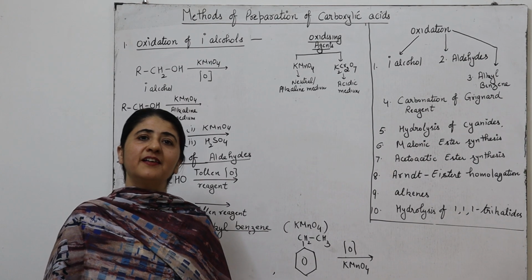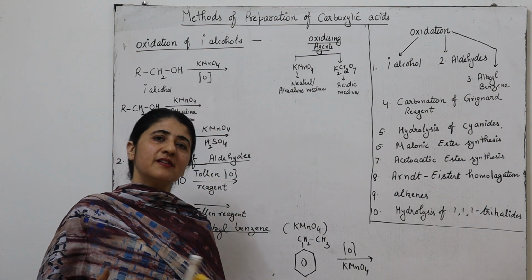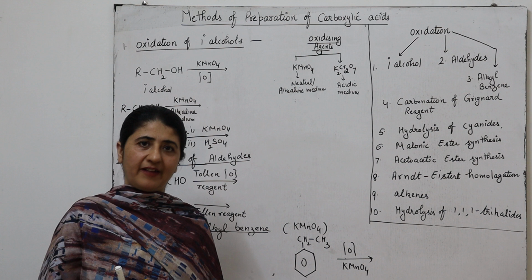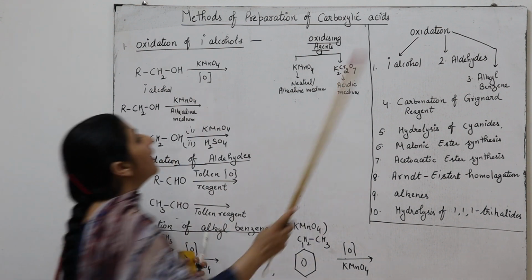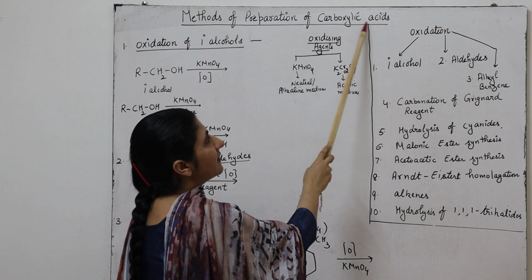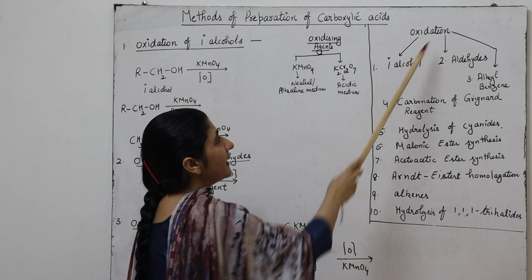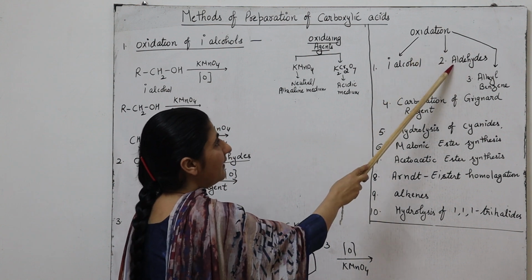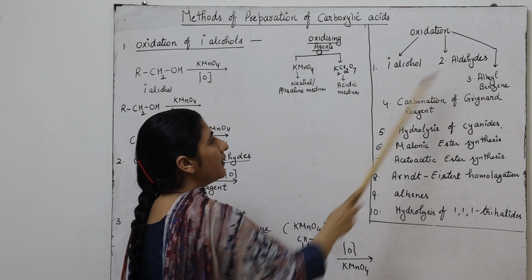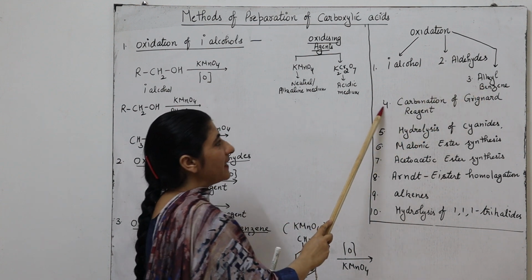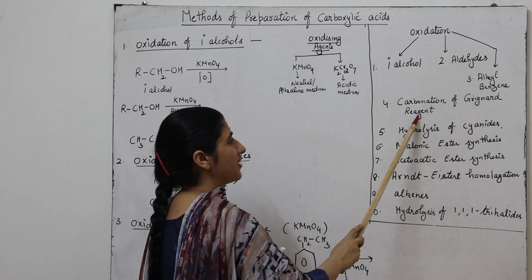Next, we will start the different methods of preparation of carboxylic acid. How is carboxylic acid produced from different reactants? Number one is oxidation of primary alcohol. Second is oxidation of aldehyde. Third is oxidation of alkyl benzene. The fourth method is carbonation of Grignard reagent.